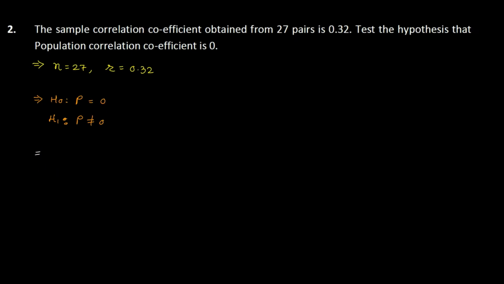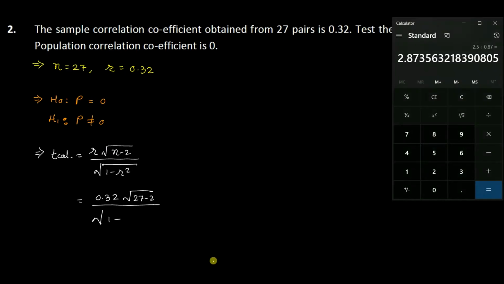Now find out value of t. T calculated value is equal to r into under root of n minus 2 upon under root of 1 minus r square. Now substitute the values. r is given by 0.32 into under root of n minus 2, again 27 minus 2 is 25, divided by square root of 1 minus r square. 0.32 square is 0.1024.